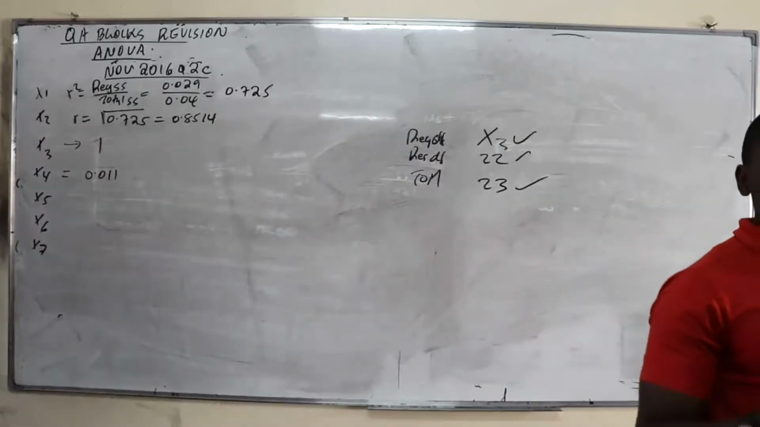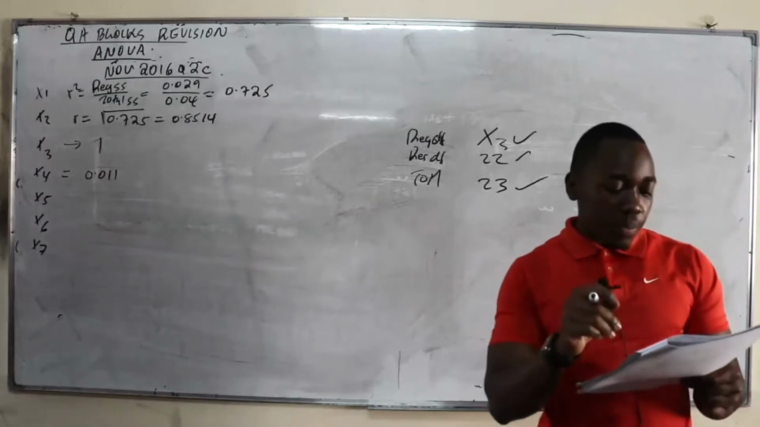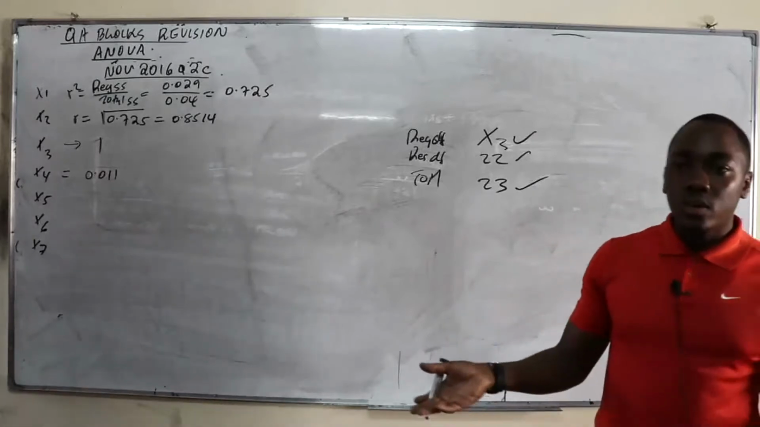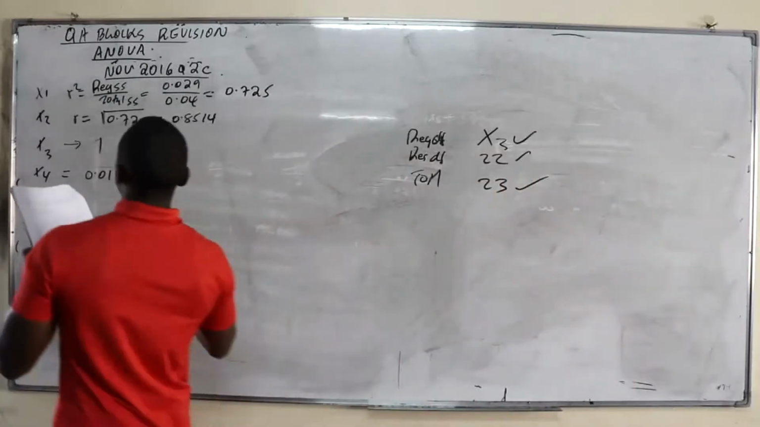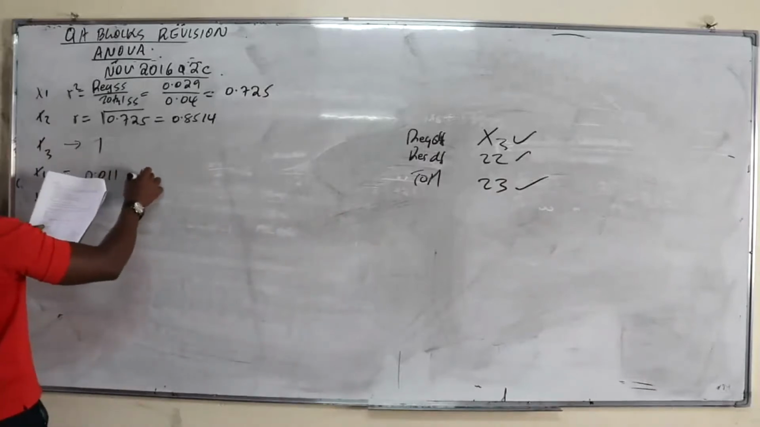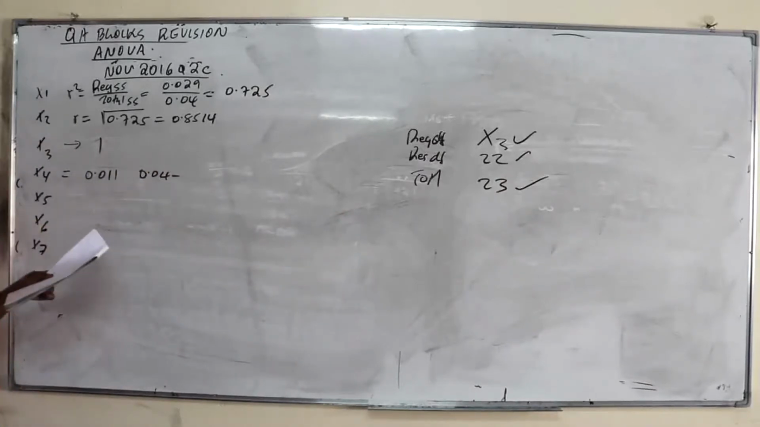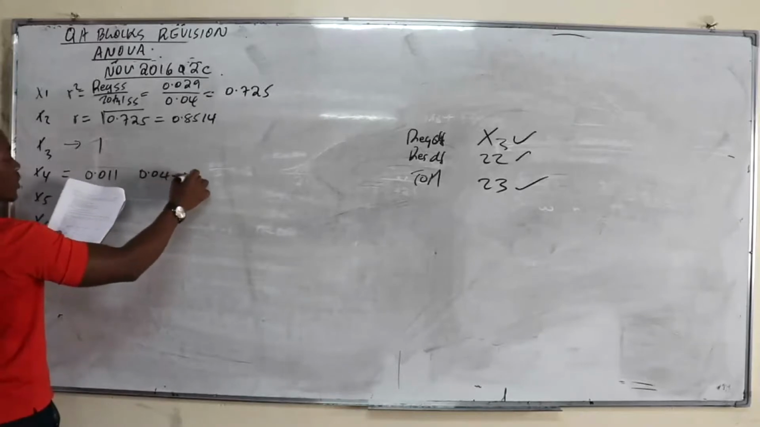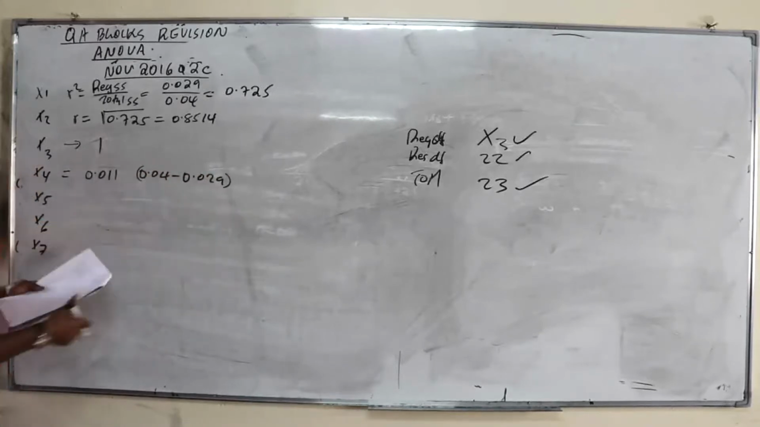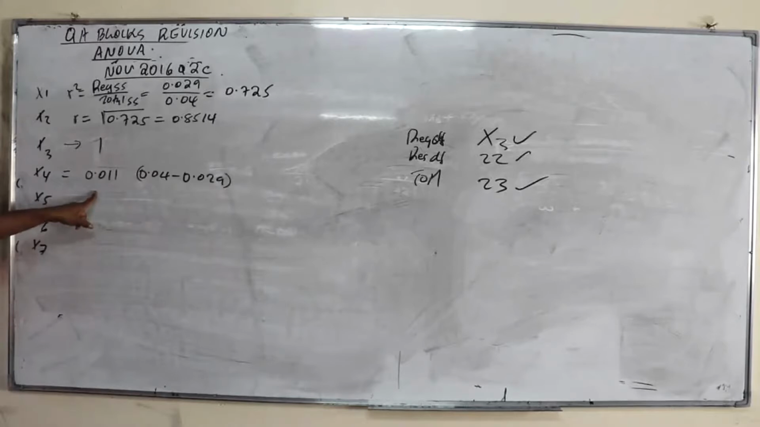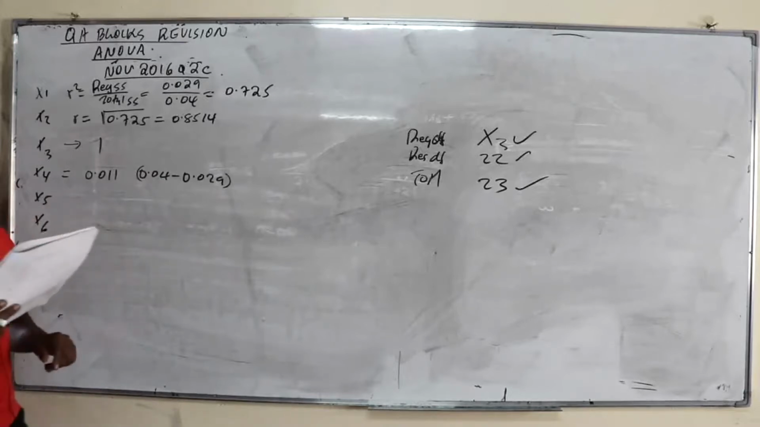If you take regression plus residual, are you not getting total? In this case, it's 0.04. Are you together? You deduct what? 0.029, and you're getting 0.011. If you take the regression sum of square and add the residual sum of square, you should get the total of 0.04. Very easy. Let's go to X5.